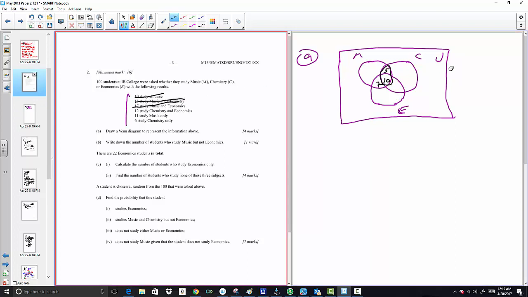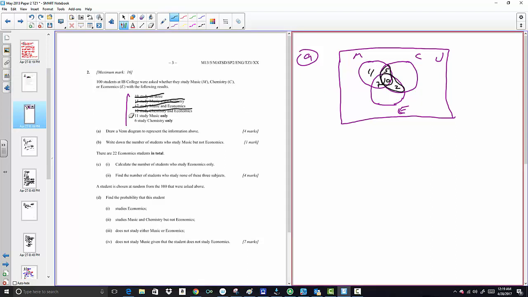12 study chemistry and economics, in this particular bubble right here. We call this the chemistry economics intersection. And there should be 12 in there, we already have 10, so there'll be 2. Okay, that's what that is. 11 study music only, so 11 here. 6 study chemistry only, so 6 here. And that's what we filled out. Now, we can tell we have some stuff missing here, but let's not get carried away by trying to fill stuff in. Let's just keep reading first.